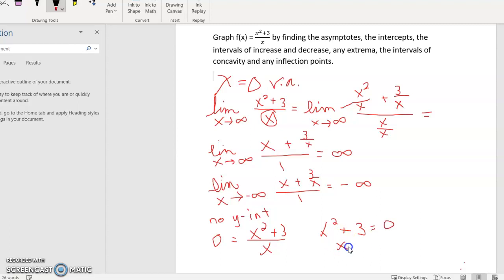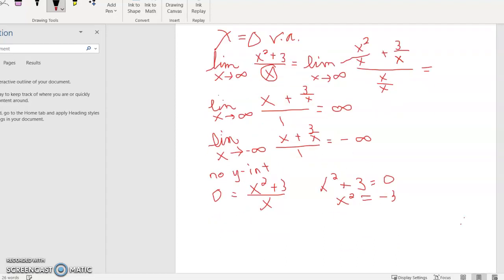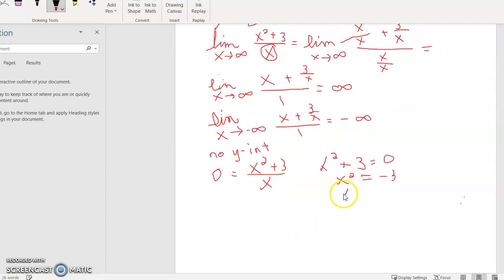So if we attempt to solve this, move our 3, and take the square root. Don't forget there's both a positive and a negative square root.